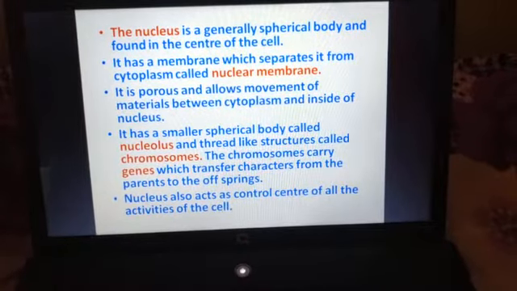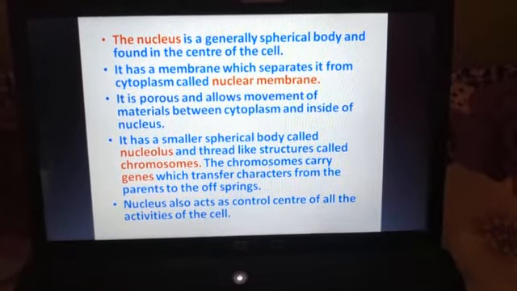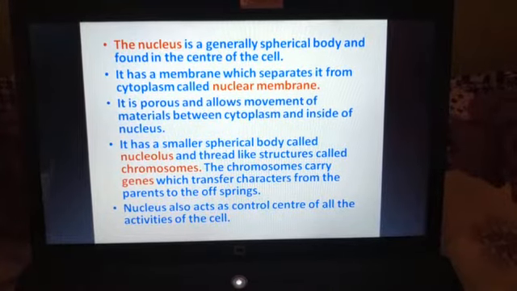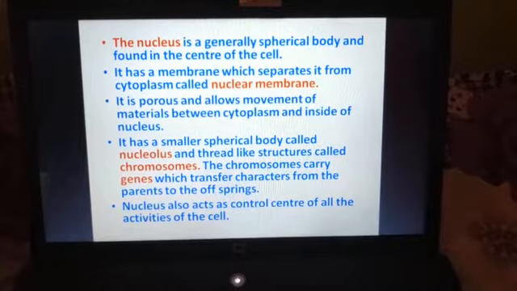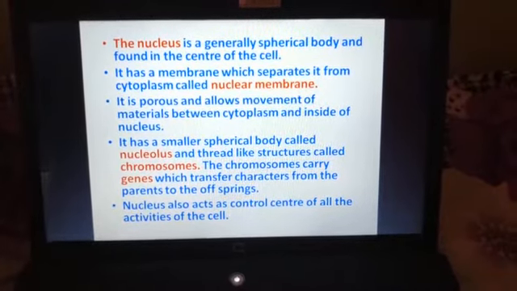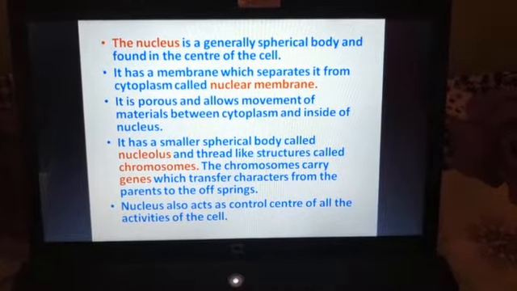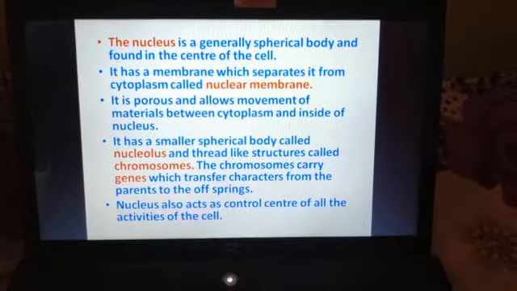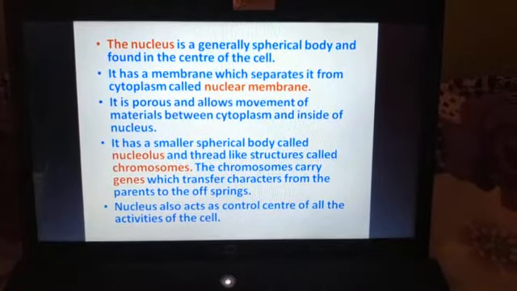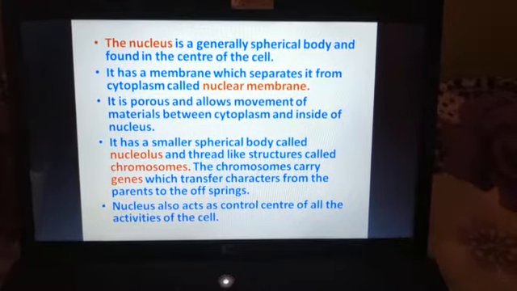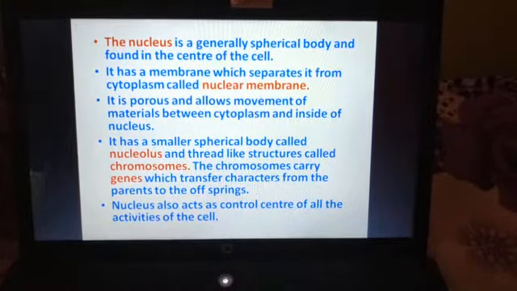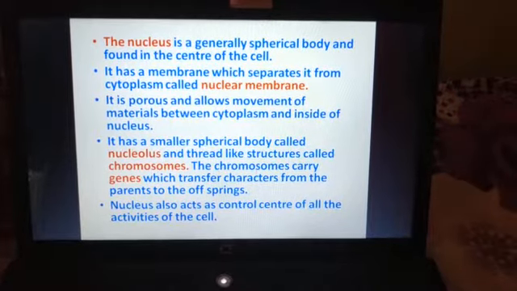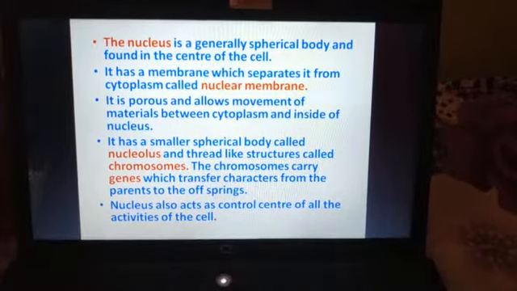Now this nucleus, apart from their role in inheritance, they also act as a control center for all the activities of the cell. So all the activities of a cell is mainly controlled by the nucleus. So they are called as the brain of the cell. So like our brain used to control our activity of the whole body, in the same way the nucleus will control the activities of the cell.